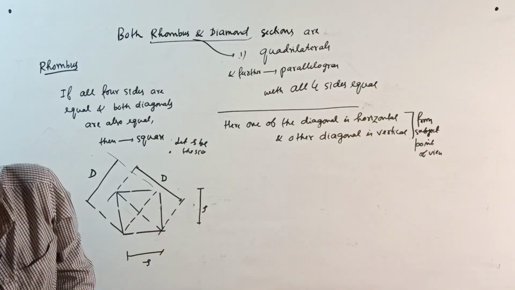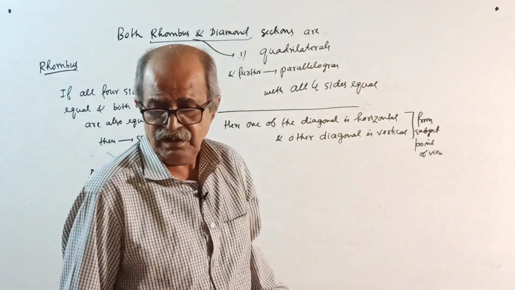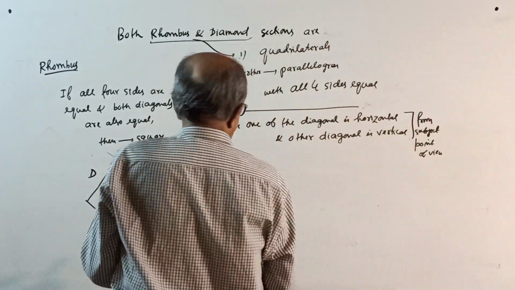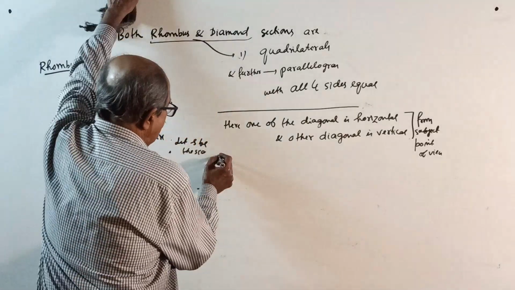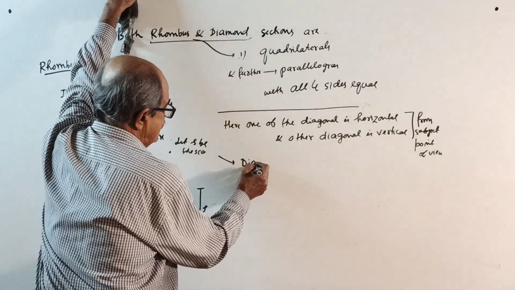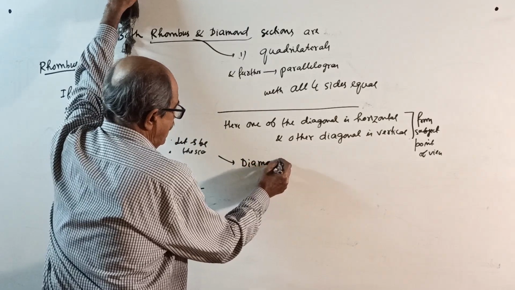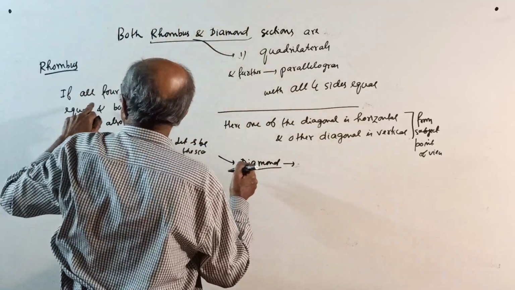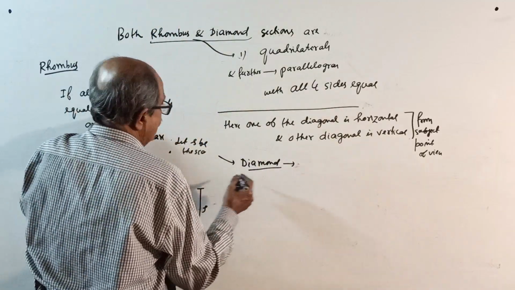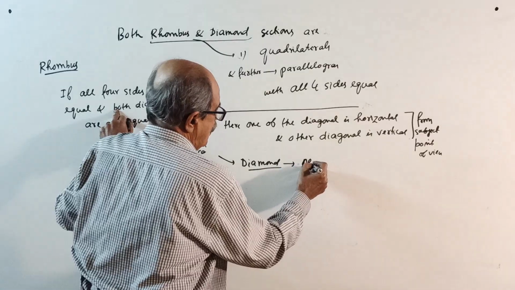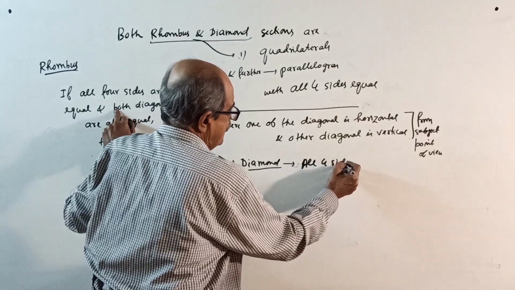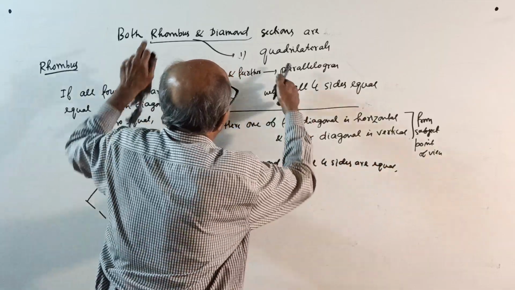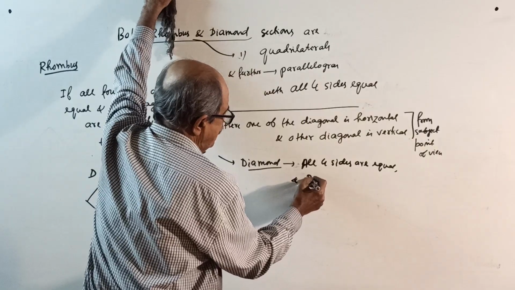Now if you go further for the rhombus section, one minute, I will go for the diamond section. The diamond section is also, if all four sides are equal, here also all four sides are equal, and also it is a parallelogram.